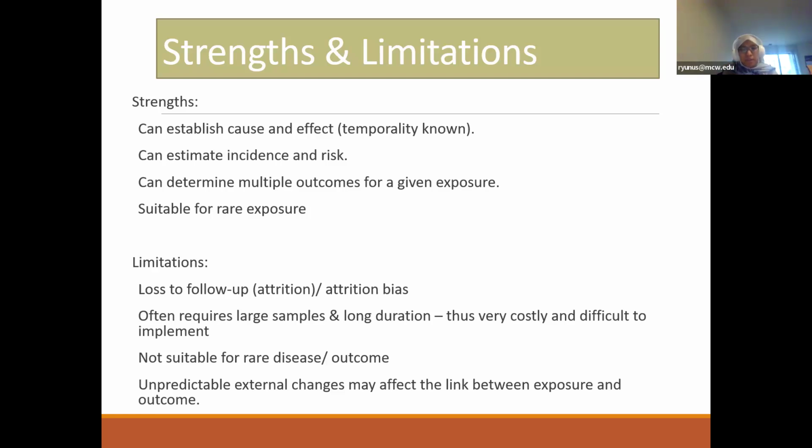And of course, the last limitation is that prospective cohort design can sometimes be unpredictable, because external changes may affect the link between exposure and outcome. Since you are sort of sitting there and waiting for things to happen, and you're looking to the future, and the future is uncertain, you do not know what might happen in the next 1 or 2 or 3 months. And these external changes can impact your study or may affect the relationship between the variables that you're looking at.